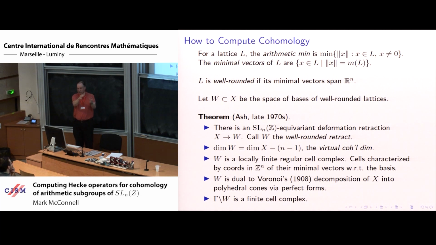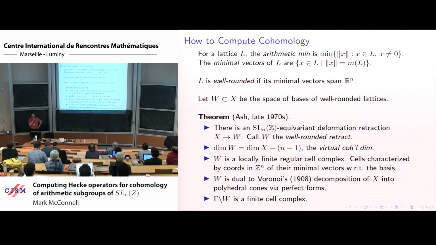Okay, so this leads to the definition of arithmetic minimum, which you've already seen. The arithmetic minimum is the minimum of all the lengths of the vectors in the lattice, not counting the zero vector. And the minimal vectors of the lattice are all vectors that attain that minimum. And as an important definition here, I'm going to say that a lattice is well-rounded if its minimal vectors span R^n. Basically, if the lattice is nicely enough shaped that it has enough minimal vectors to span R^n, like have at least n linearly independent directions.